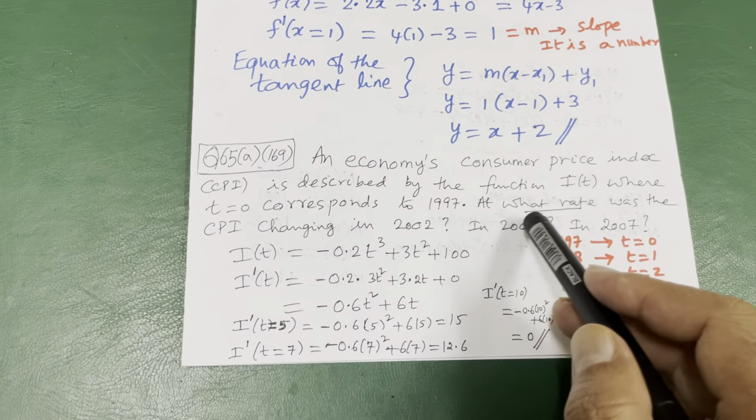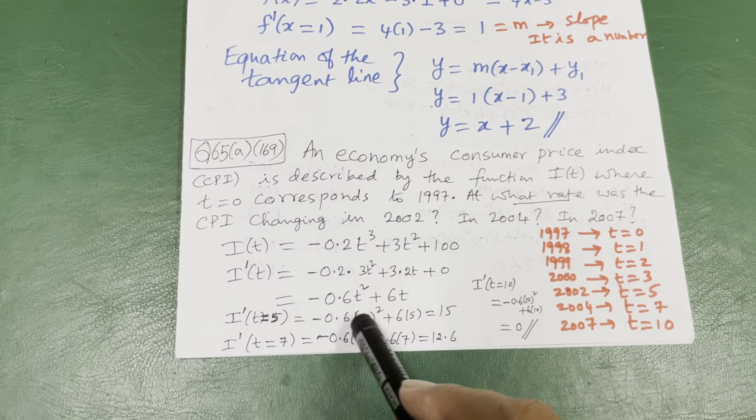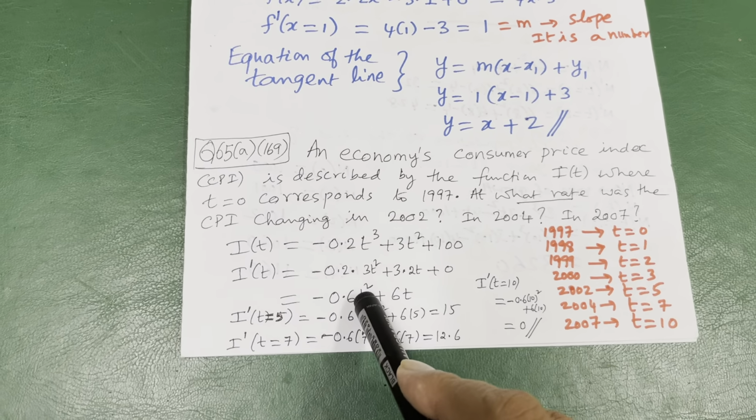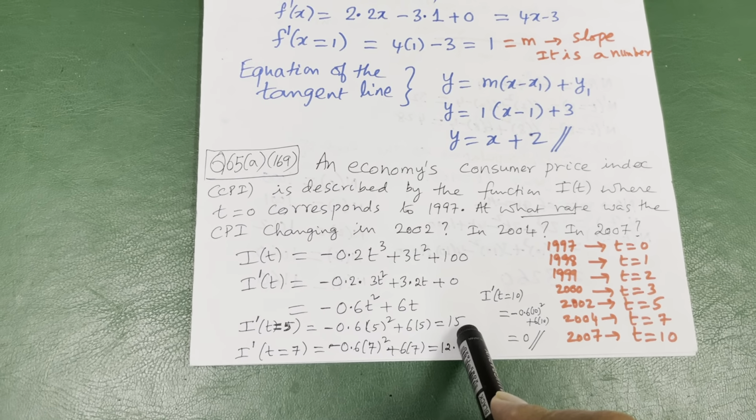So here what you want, at what rate, t is 2002. 2002 represents t is equal to 5. So I put t is equal to 5. Use calculator, you get 15.